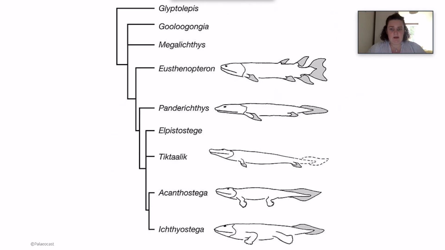And then here is a pretty simplified phylogeny with the key organisms.